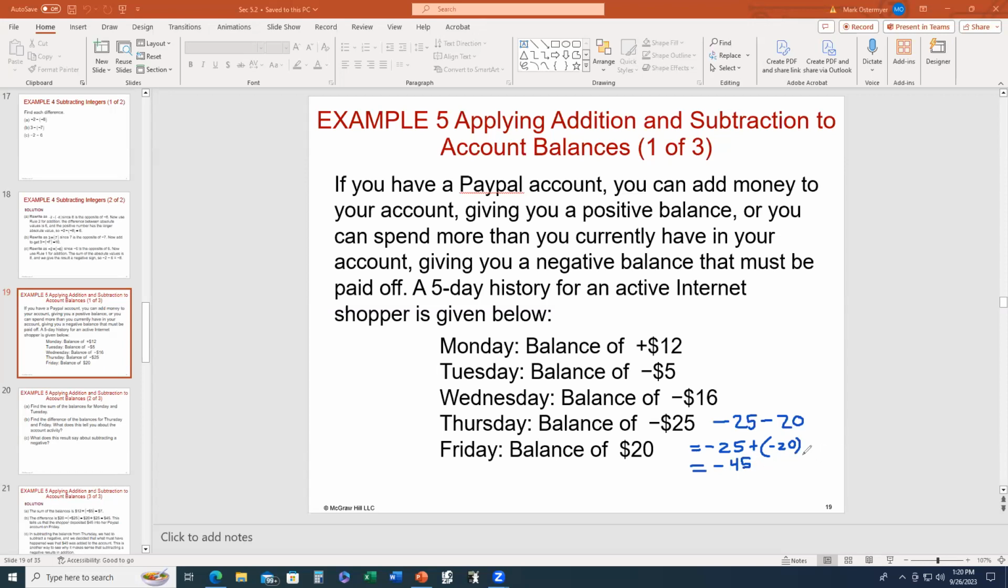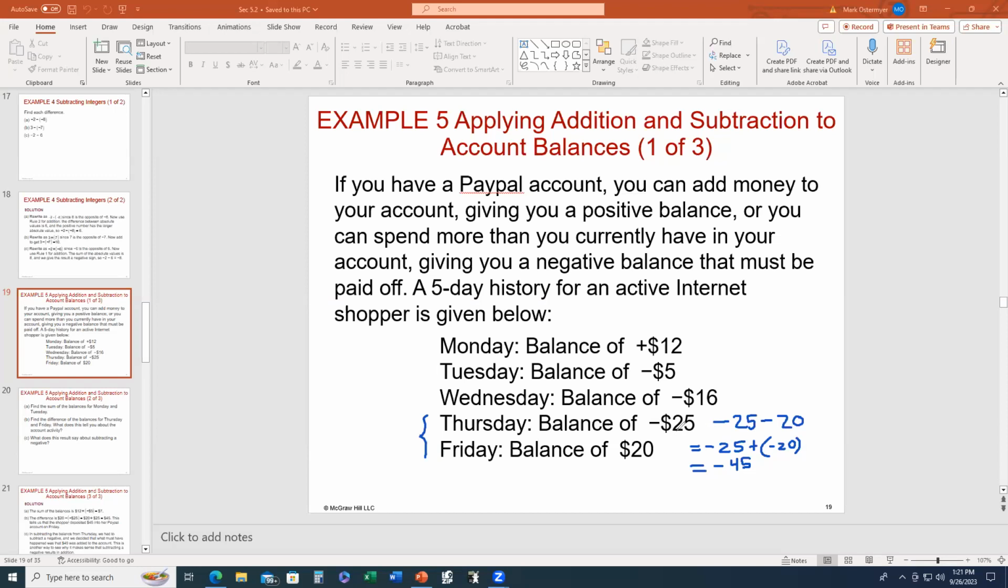Now, what's that saying? Is that saying we're minus $45 in our account? Is that what that's saying? No. What that's saying, ladies and gentlemen, is that's the difference between our balance at the end of Thursday versus our balance at the end of Friday. So we went from minus $25 in our account to positive $20. That means it's a difference of $45, correct? Isn't that a difference of $45?